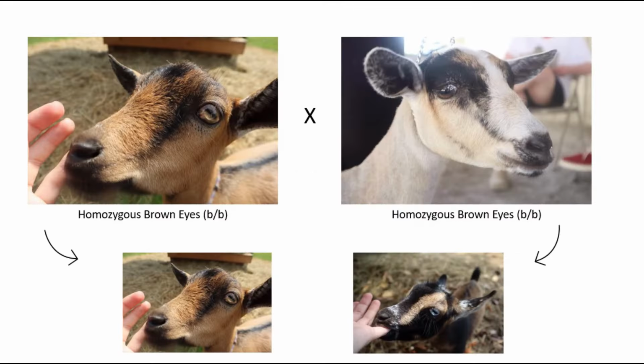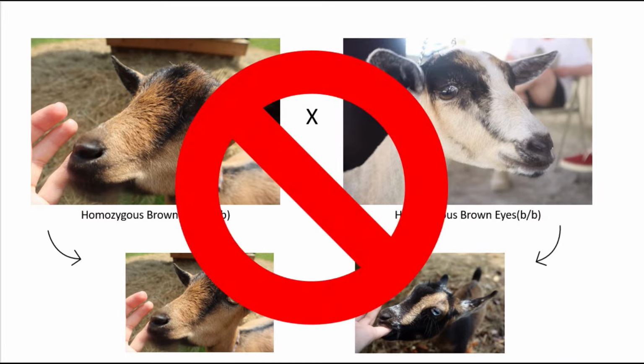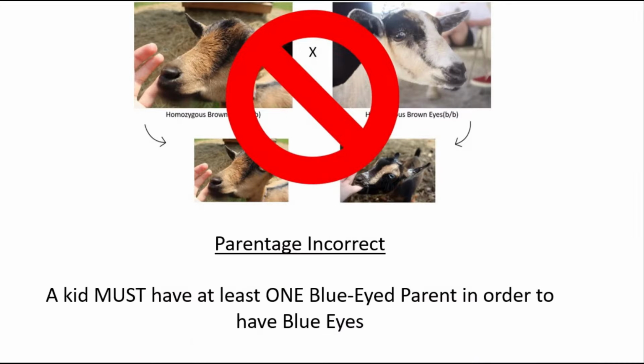If you do get a blue-eyed kid from this, that means the parentage is incorrect because at least one parent must have blue eyes in order for a kid to get them. If you get a blue-eyed kid from 2 brown-eyed goats, you need to do a DNA test to see if there might have been a mix-up in the breeding plans.